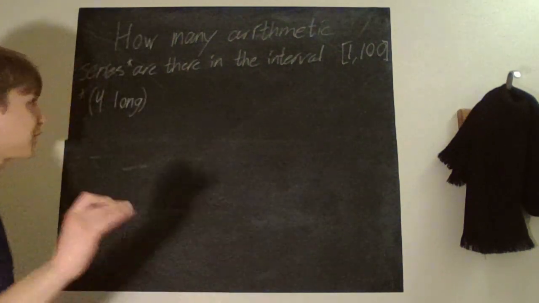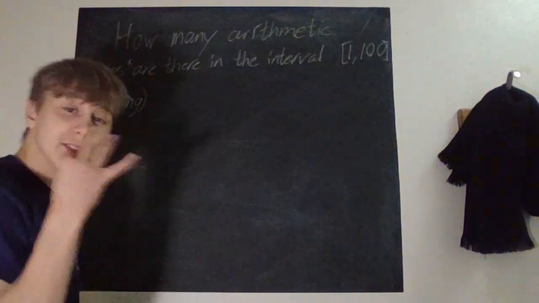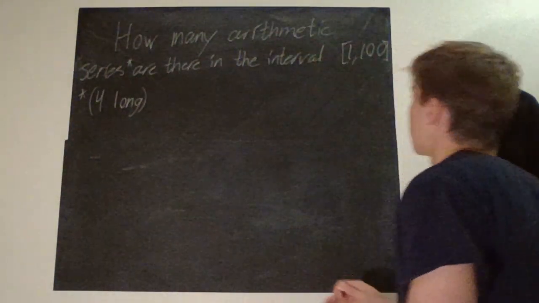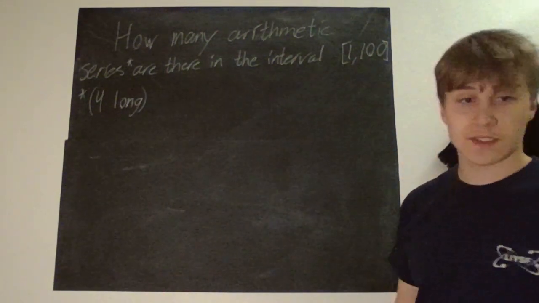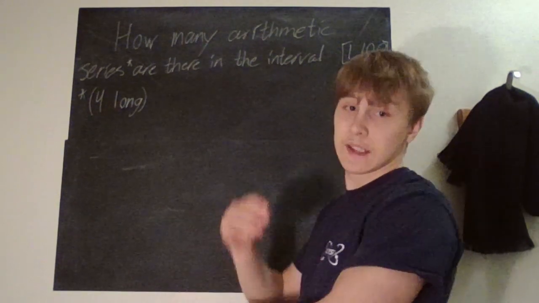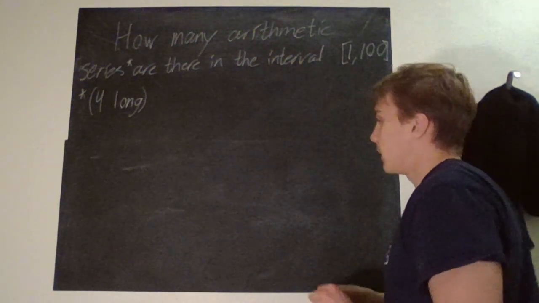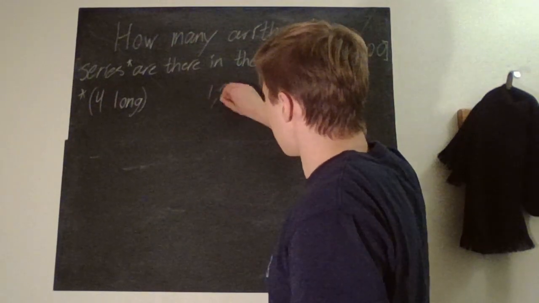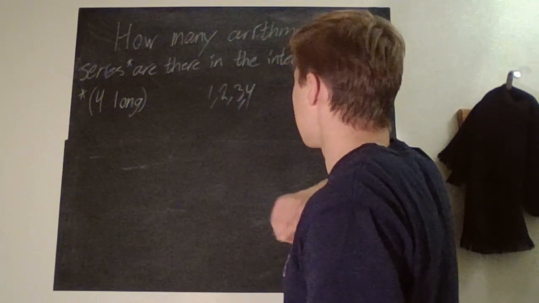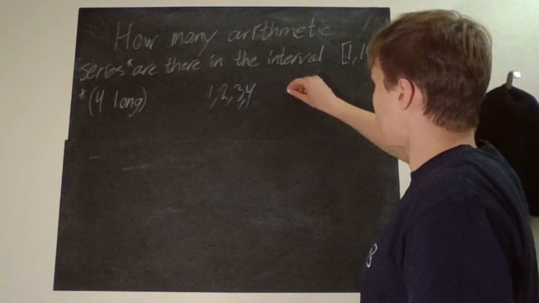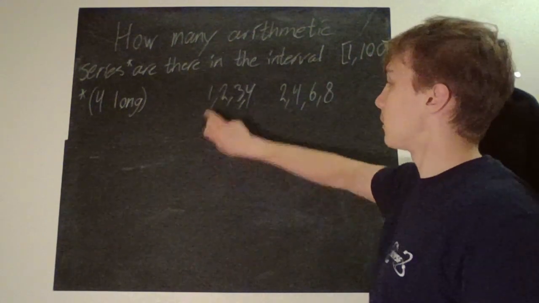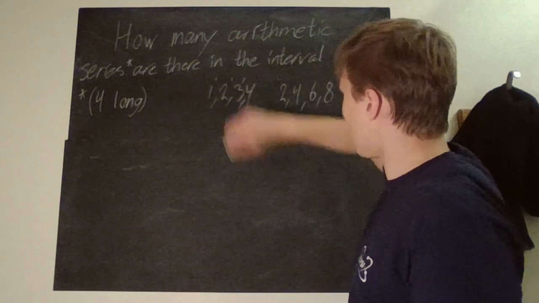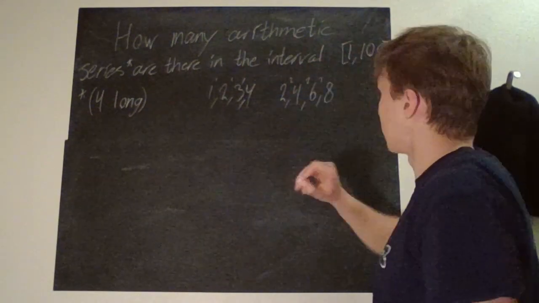So, sorry, how many arithmetic series which have 4 numbers in them are there in the interval 1 to 100? So, an arithmetic series is a series where the difference between each element is constant, meaning that, for example, 1, 2, 3, 4 is an arithmetic series, and also 2, 4, 6, 8 is also an arithmetic series, because the difference here between all of them is just 1, and here the difference between all of them is 2. So yeah, get the point.